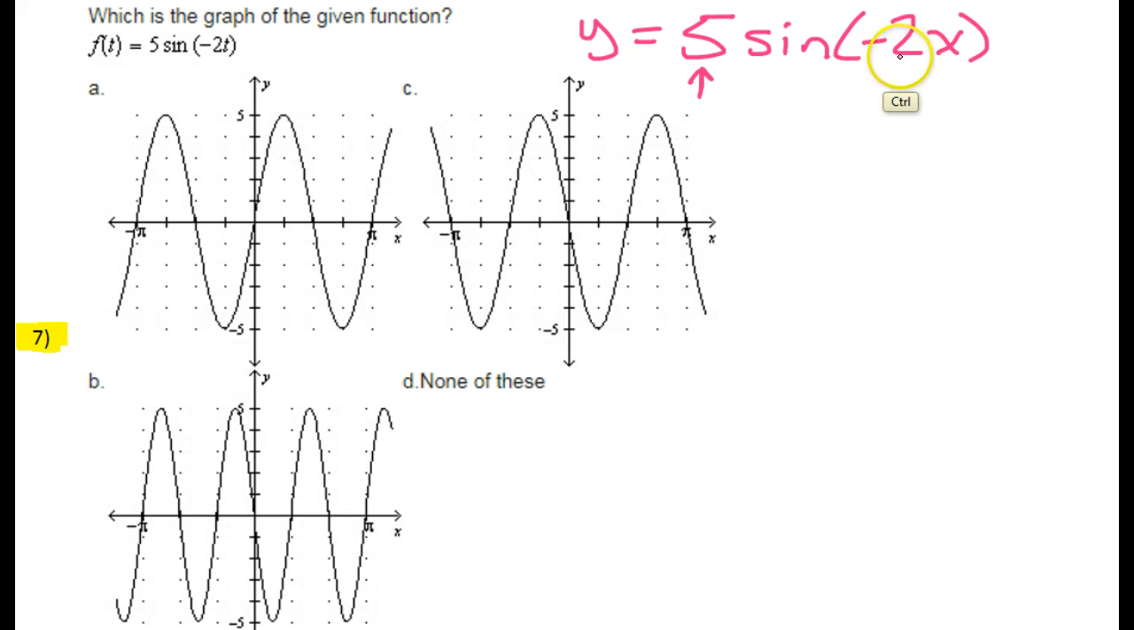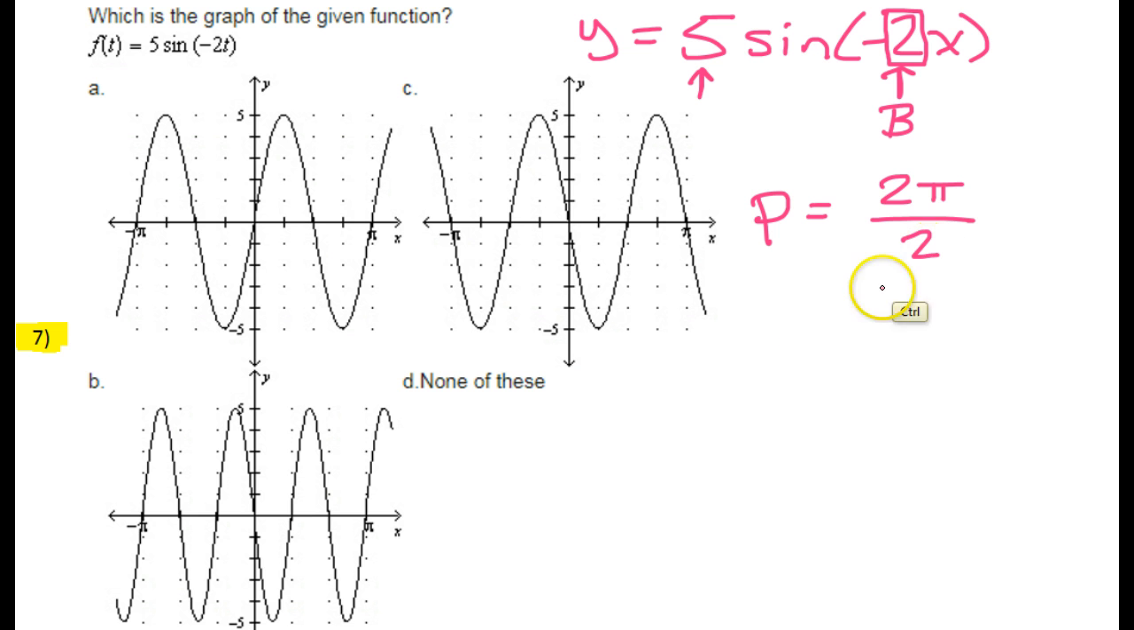So I'm going to move on to the negative 2. This is a b value. And the b value affects the period. So let's go ahead and figure out what the period is going to be. The period is always going to be 2 pi divided by the b value. By the way, I'm not including the negative sign. The b value is just 2. The negative sign is a reflection over the y-axis, and we'll deal with that later. So the period is 2 pi over 2, which is pi.